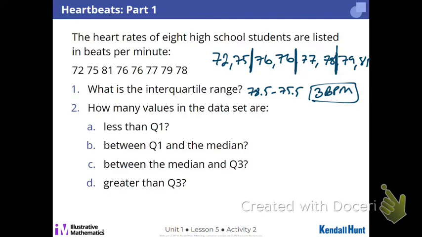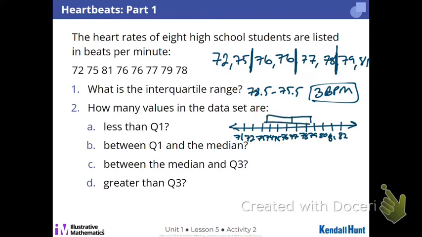Here's what it looks like on a box and whisker. Okay, so 72, 73, 74, 75, 76, 77, 78, 79, 80, 81. We'll do it like this: 71, 72, 73, 74, 75, 76, 77, 78, 79, 80, 81, 82. Okay. So 75.5, 76.5, and 78.5 are my median and quartiles. My low is 72. My high is 81. No, it's 2.5.